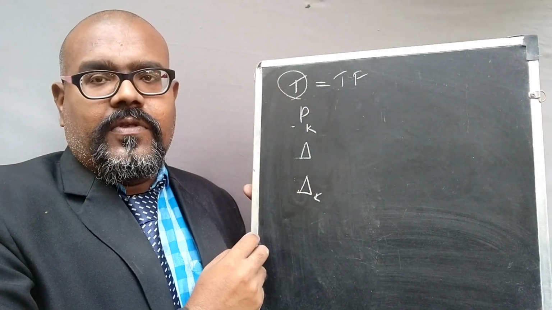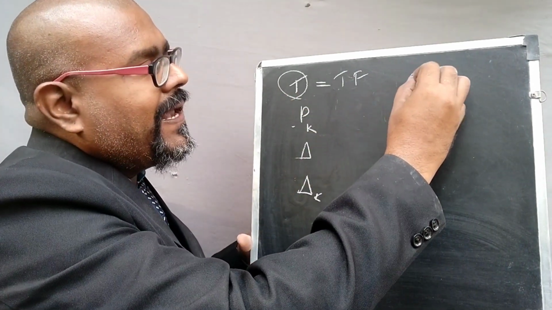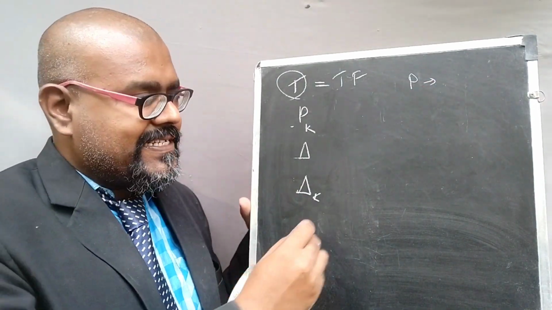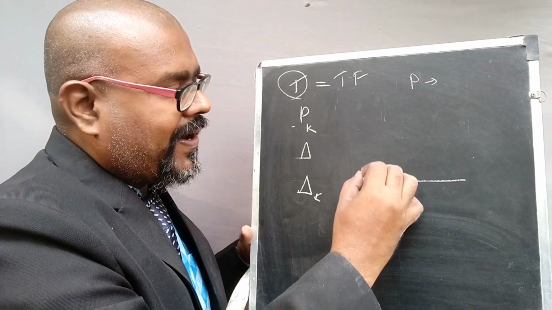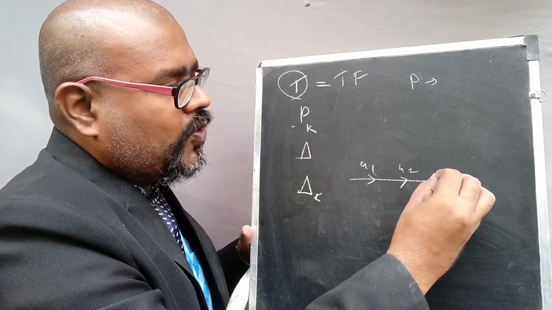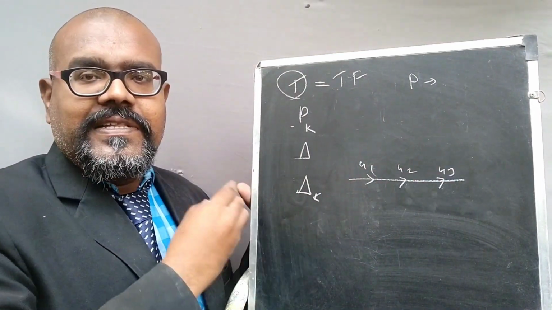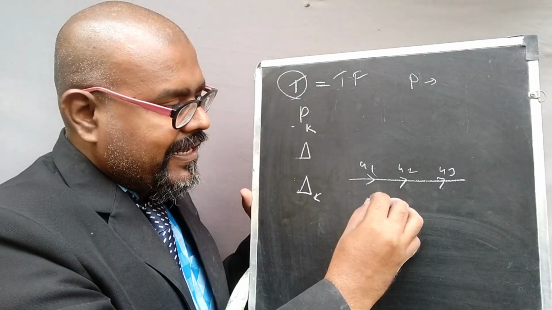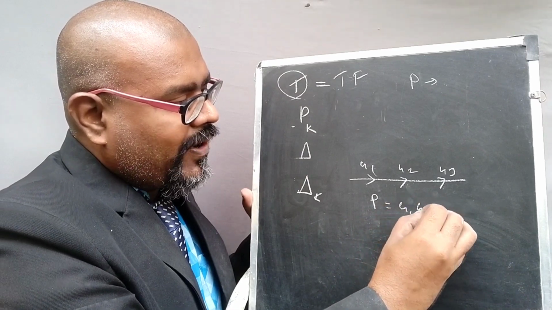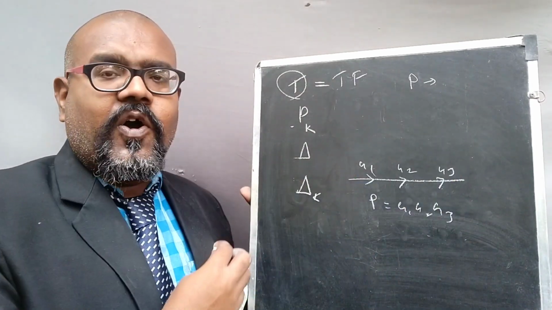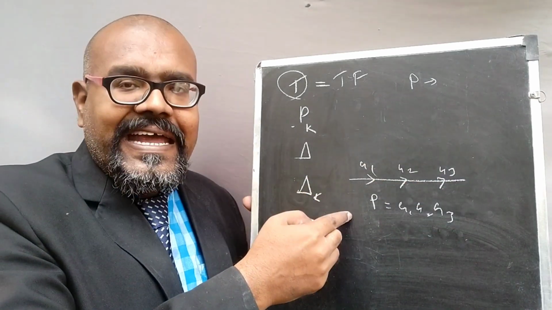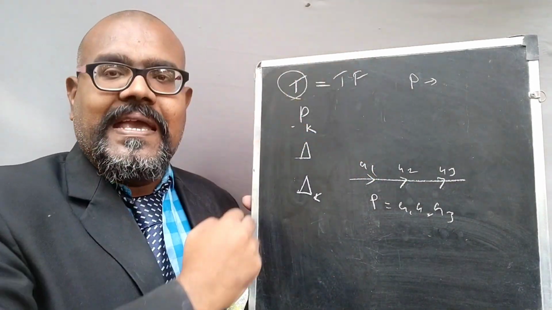What is P? Always P represents the forward path gain. Forward path gain in the sense, for example, this is a forward path G1, G2, G3. This is the forward path. How this particular gain can be calculated is, here P is equal to G1, G2, G3. If you multiply all these things, that is the gain. So this kind of forward path gain can be represented in the way of P.